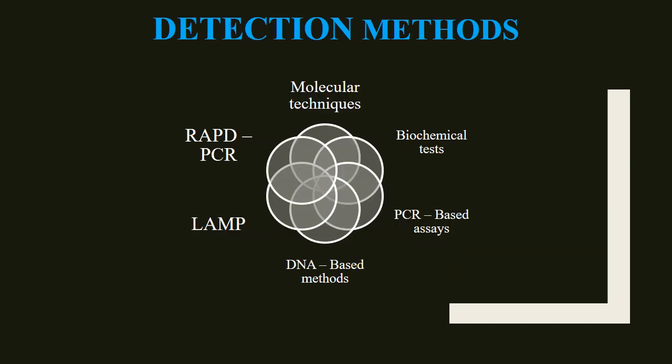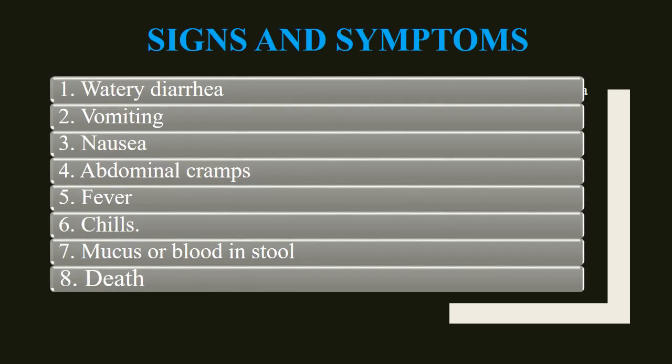Some of the detection methods of Vibrio parahaemolyticus are molecular techniques, biochemical tests, PCR based assays, DNA based methods, LAMP, and multiplex PCR. Signs and symptoms: it exhibits watery diarrhea, vomiting, nausea, abdominal cramps, fever, chills, mucus or blood in the stool and even death when the patient's internal system changes with the inflammation.